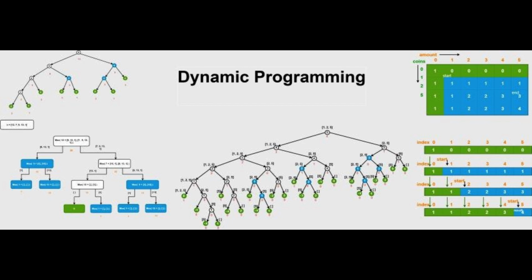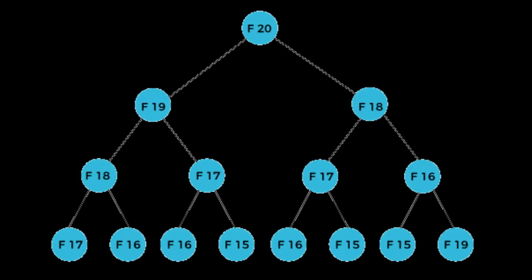Dynamic programming is often applied to problems where you need to find the best solution from a set of possible solutions. It's commonly used in algorithm design and optimization problems.